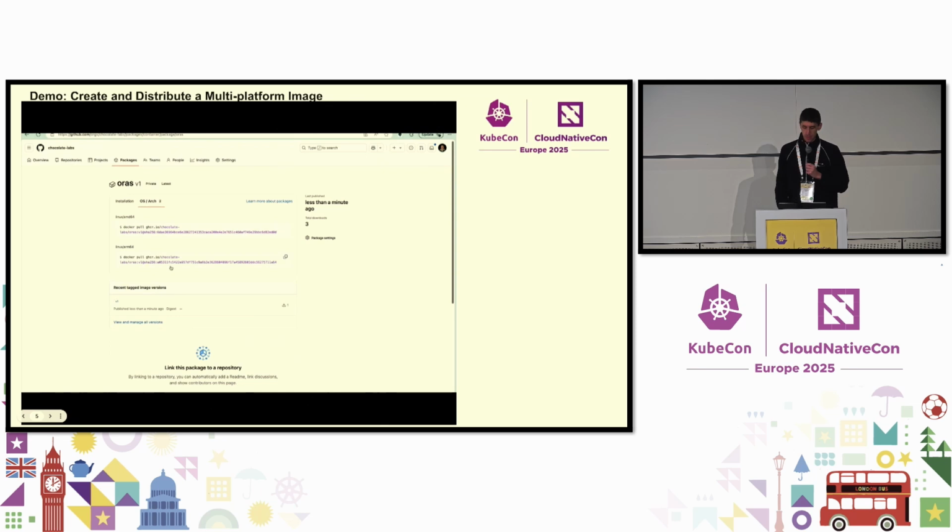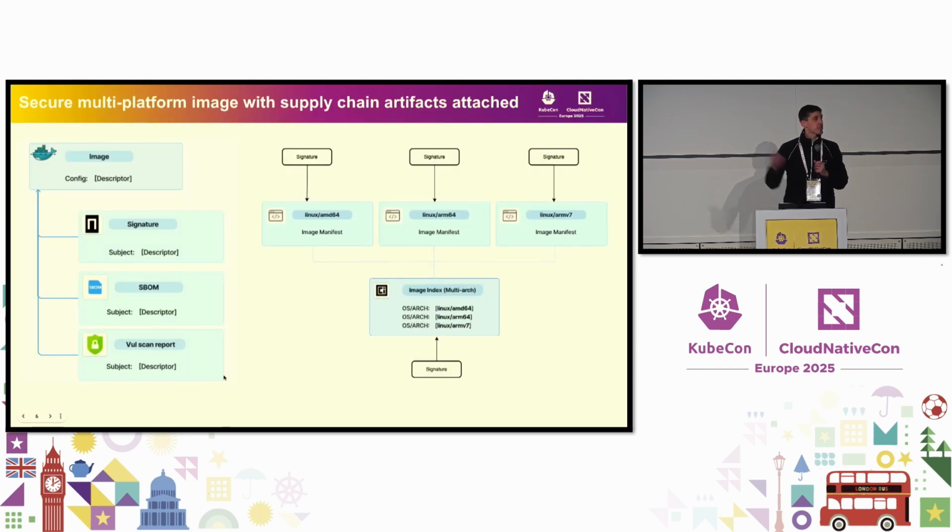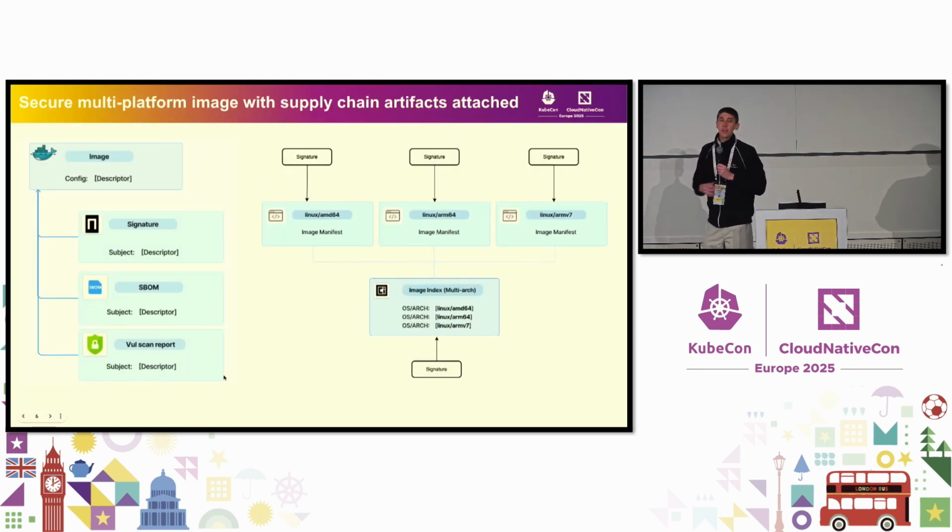Nice and simple. And the way we can make it secure is, as I mentioned earlier, we can then attach references to it. This is an example of how we can go ahead and reference an SBOM, signatures, etc., on a multi-architecture image using ORAS.